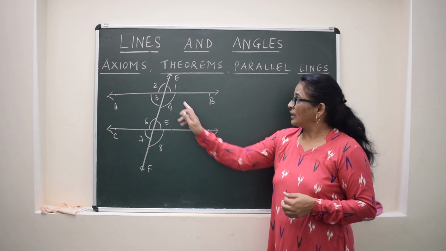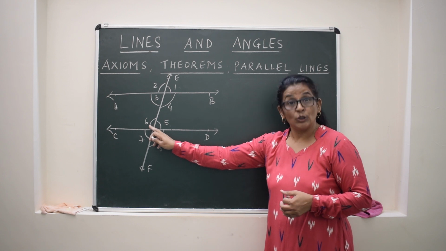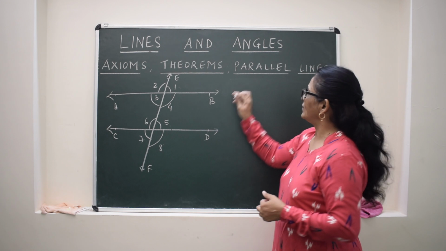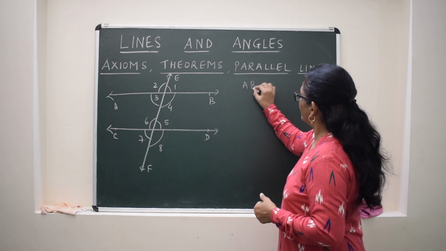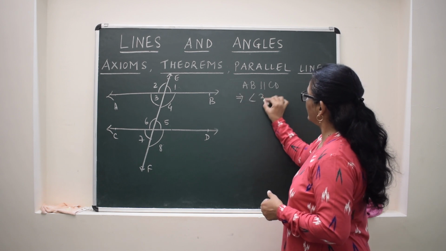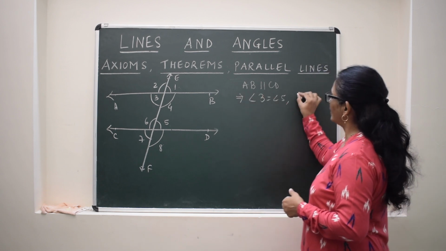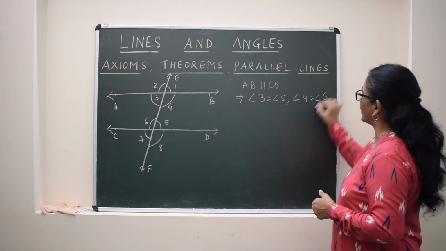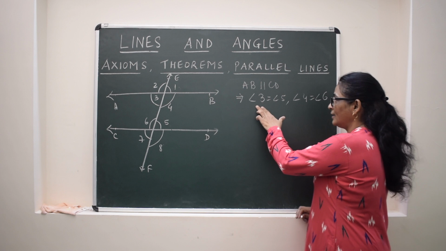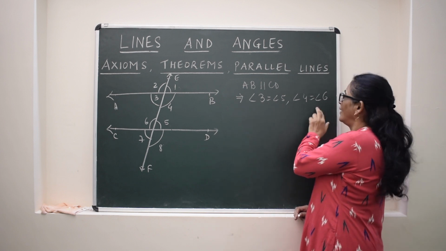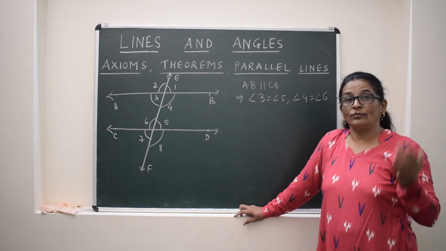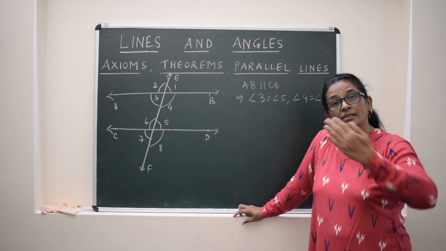It means if the alternate interior angles are equal, then the lines will be parallel. So what we have seen is that if AB is parallel to CD, this implies angle 3 is equal to angle 5 and angle 4 is equal to angle 6. And the converse says if angle 3 is equal to angle 5 and angle 4 is equal to angle 6, then the lines will be parallel. So we see there is a theorem and its converse.